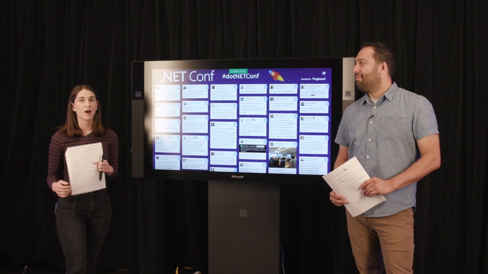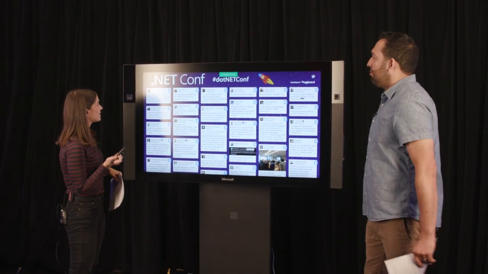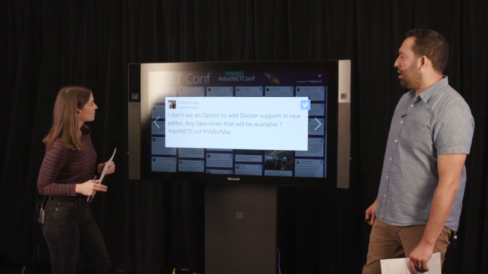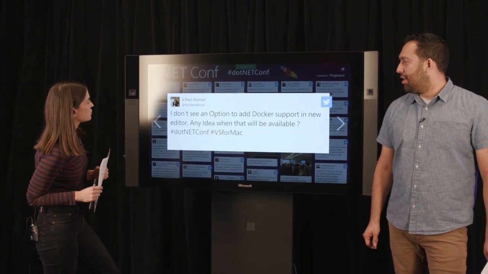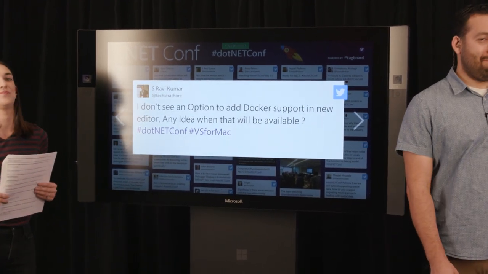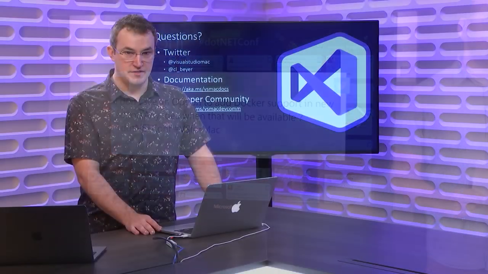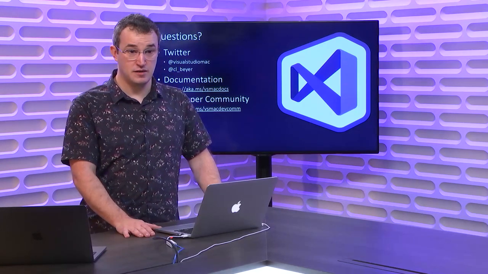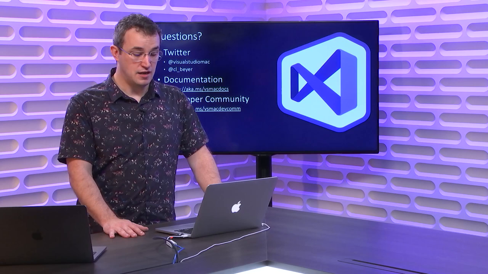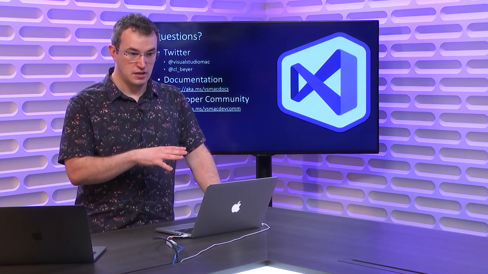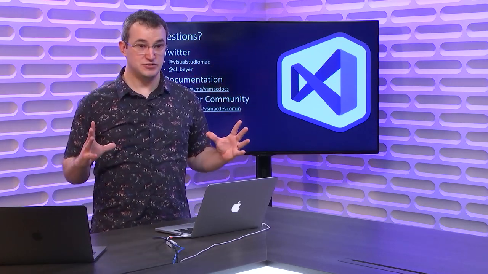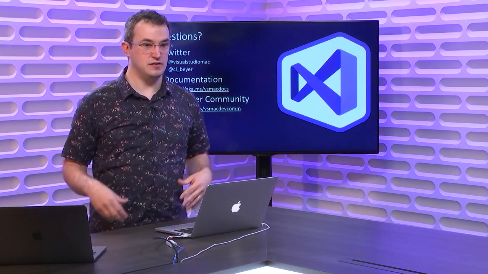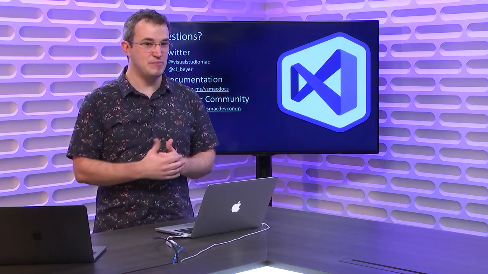We have some questions here from Twitter. So let's see the first one. S. Ravi Kumar wants to know, I don't see an option to add Docker support in the new editor. Any idea when that will be available? I don't off the top of my head, but if you want to hit me up on Twitter, I will get back to you as soon as I can on that. I believe the main goal was to get C#, then XAML, then web, and then these extra files like Docker files and YAML as quickly as we can post that point. So we're looking at the 8.4 time frame most likely. But yeah, hit me up on Twitter and I'll get you some more exact time frames there.